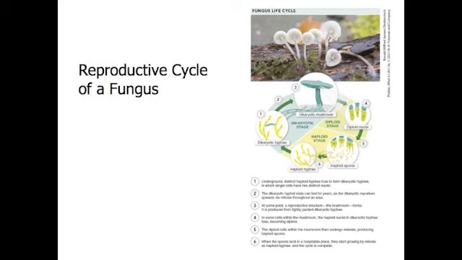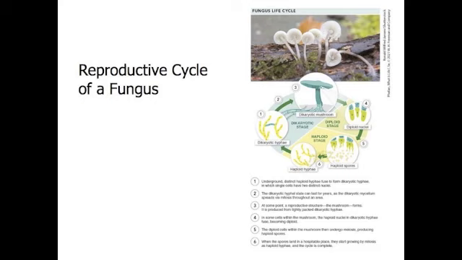Figure 14.29 on page 435 outlines the complex reproductive cycle of fungi. This consists of several steps, which starts underground. In this step, distinct haploid hyphae fuse to form dikaryotic hyphae in which single cells have 2 distinct nuclei. Second, the dikaryotic hyphal state can last for years, as the dikaryotic mycelium spreads via mitosis throughout an area. Third, at some point, a reproductive structure, the mushroom, forms. It is produced from tightly packed dikaryotic hyphae.